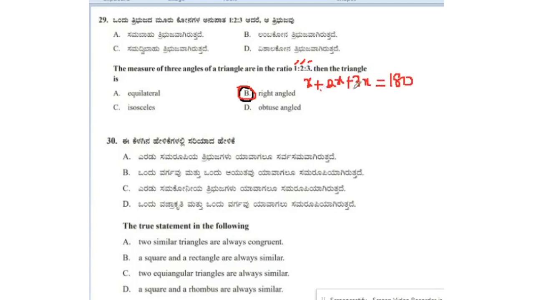Why am I writing plus? The sum of three angles in a triangle is 180 degrees. x plus 2x plus 3x is 6x, which is equal to 180 degrees. x is equal to 180 by 6, which is nothing but 30 degrees.